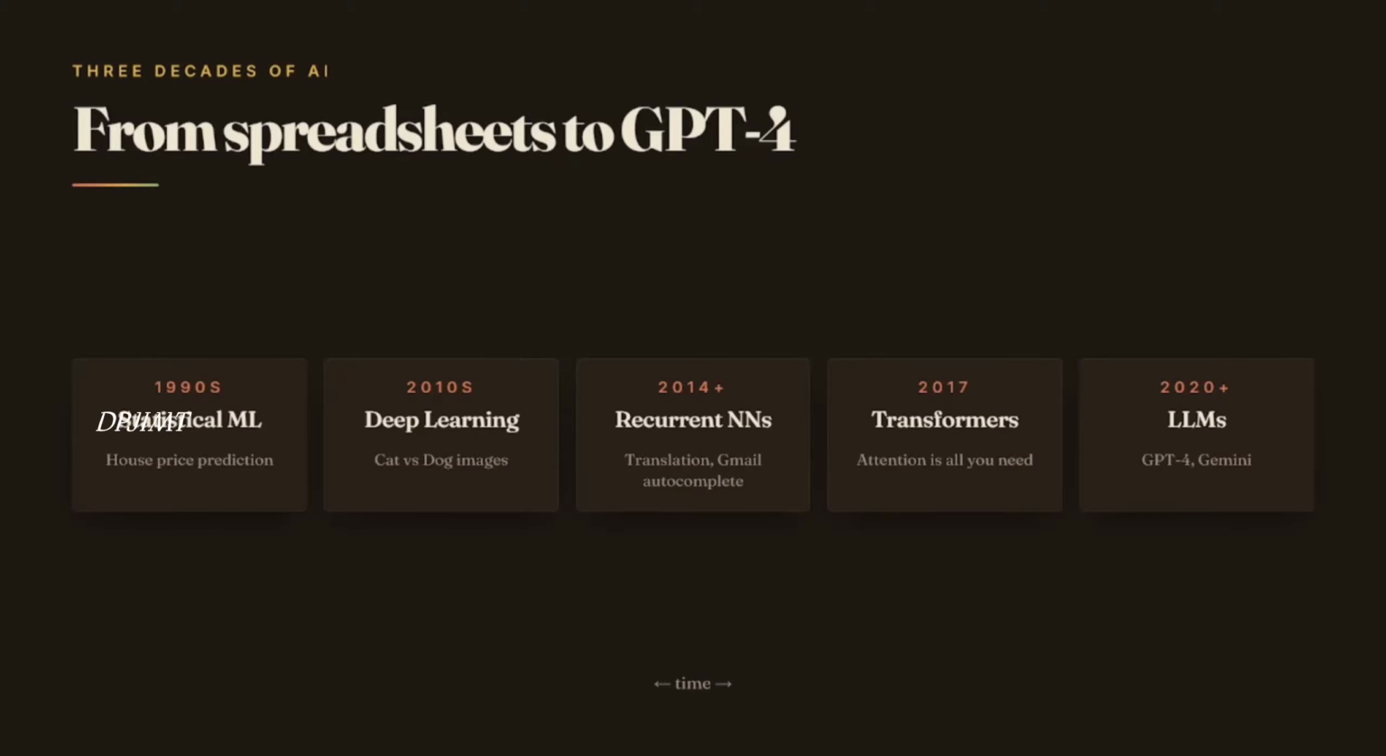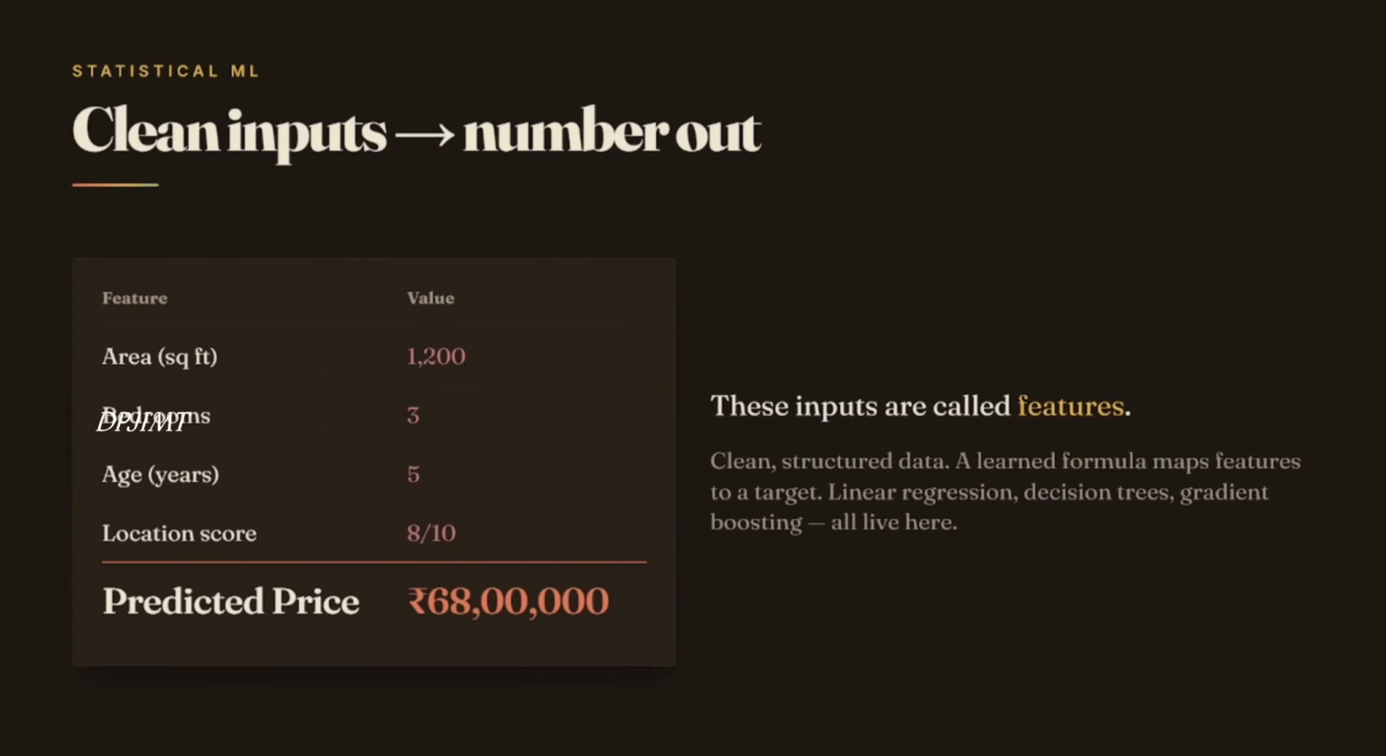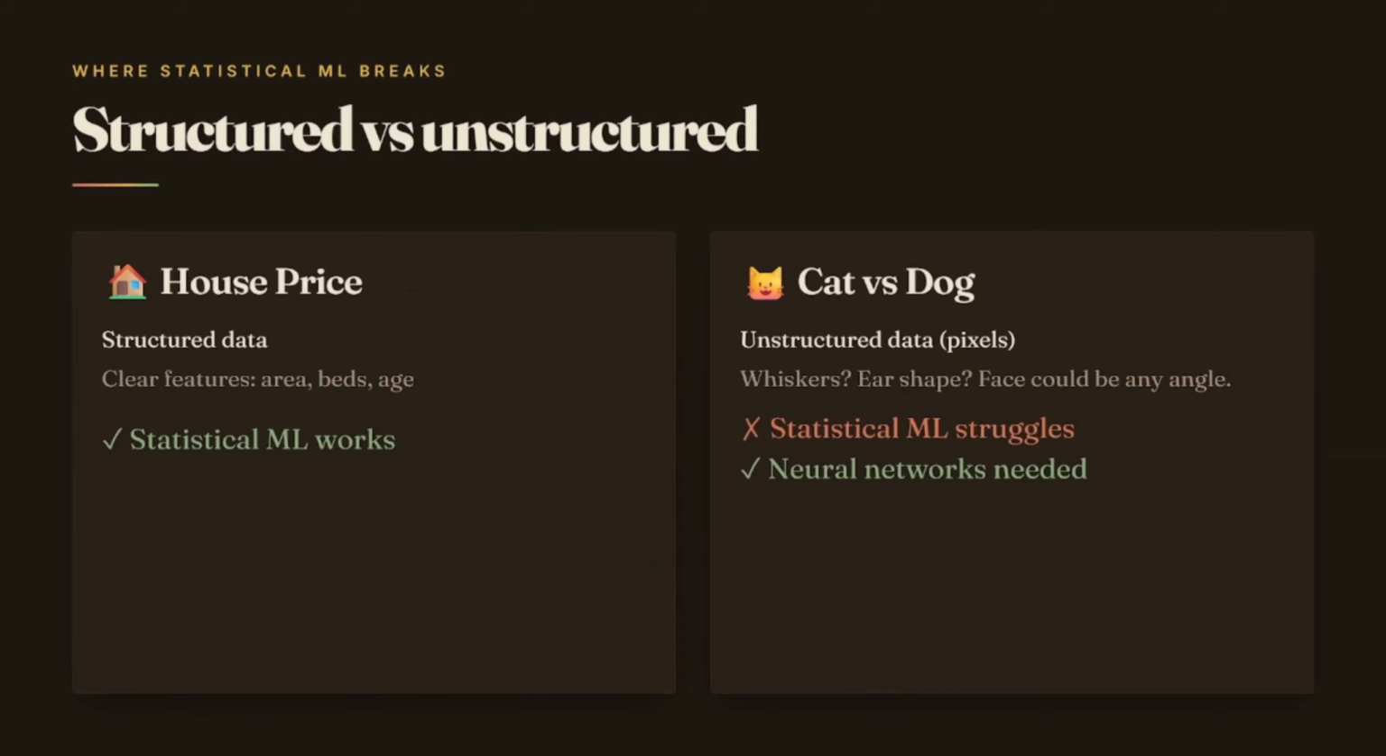So let us now talk about the evolution of AI. To understand where we are today, let us trace the path. In the early days, we were solving problems like predicting home prices based on area, number of bedrooms, and age. This is statistical machine learning, and those input factors are called features. Then came more complex problems like identifying whether an image is a cat or a dog. Here, the features are things like whiskers or pointy ears, and the data is just a grid of pixels. It's unstructured, and the features are very messy.